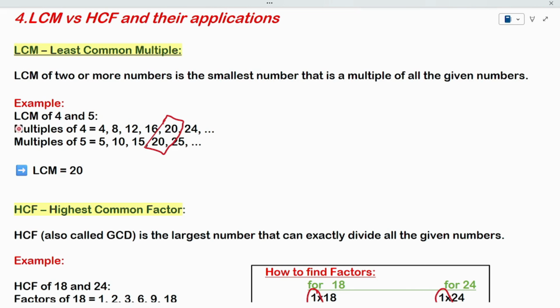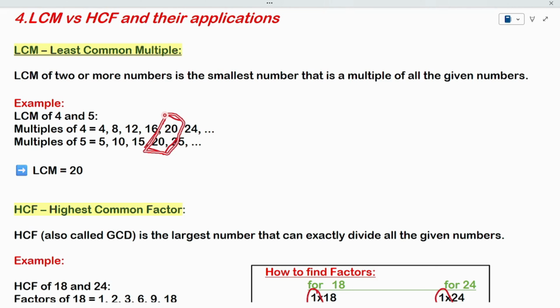Say here, for example, what is the LCM of 4 and 5? Simply, we need to find the multiples of 4 and the multiples of 5. Multiples of 4: simply write the 4 table. 4 2 is 8, 4 3 is 12, 4 4 is 16, 4 5 is 20, 4 6 is 24 and so on. In the same manner, for the multiples of 5 we need to write the 5 table. After writing the multiples of 4 and the multiples of 5, we need to compare these multiples. First, what is common here? So 20 is the common number between the multiples of 4 and the multiples of 5.